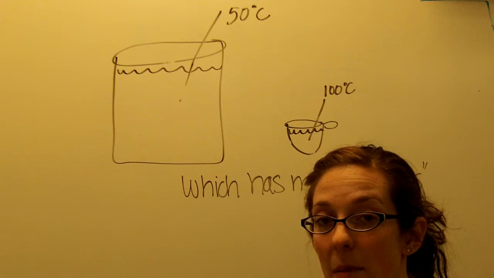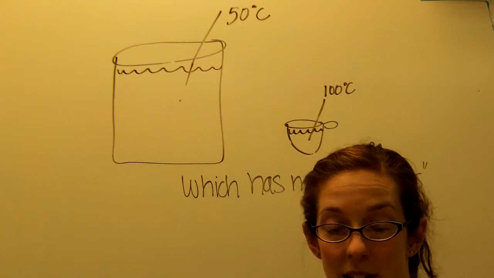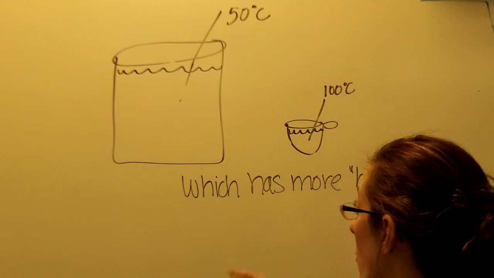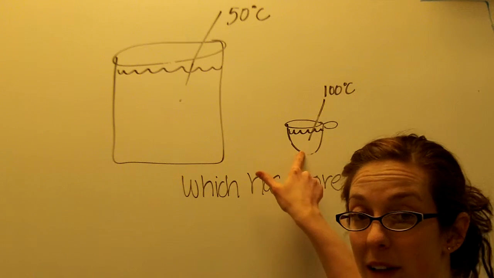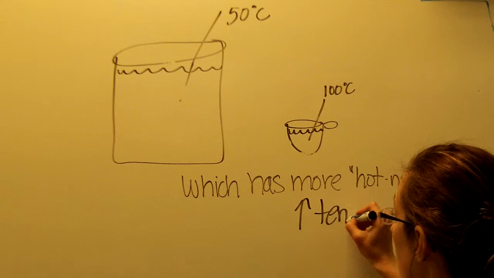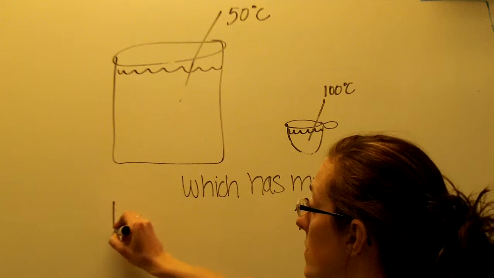Well, I think you can tell me just by looking at it which one is hotter, which one has a greater temperature. We could look at this and say, well, this one's boiling, it has a greater temperature. Okay? So I'm going to write greater temp, so this one has a lower temp.